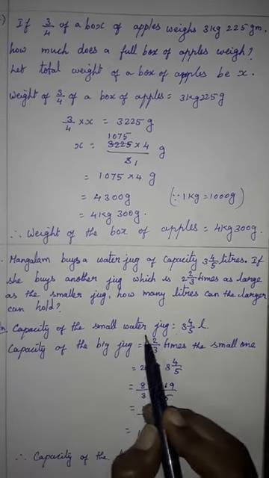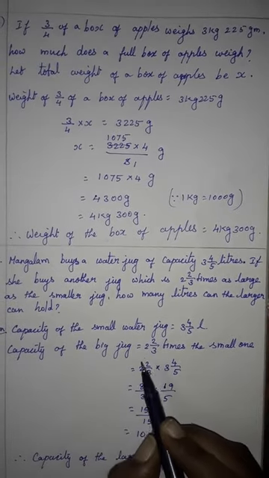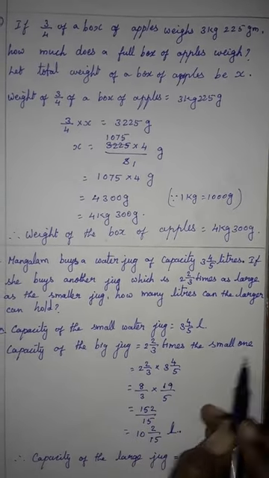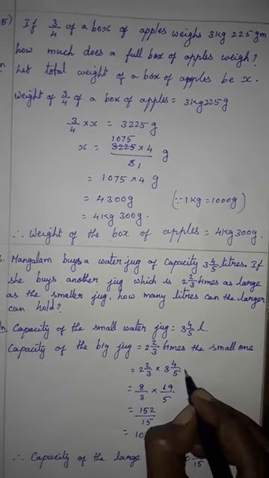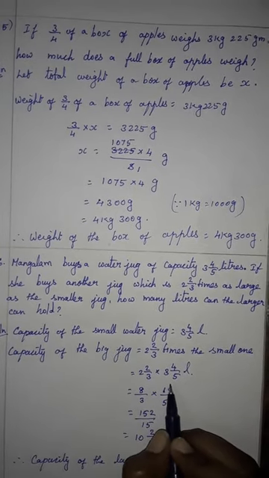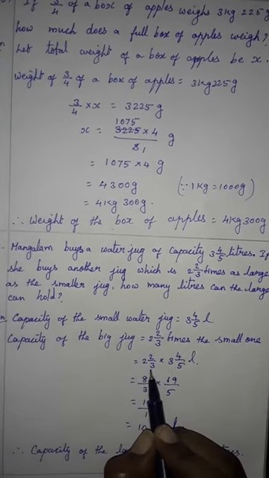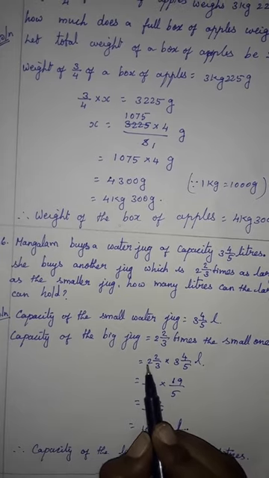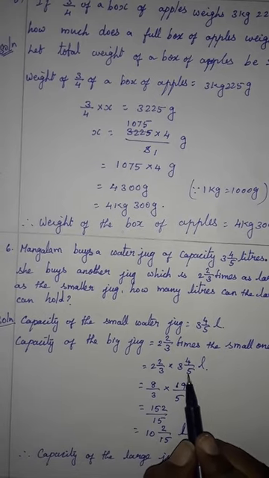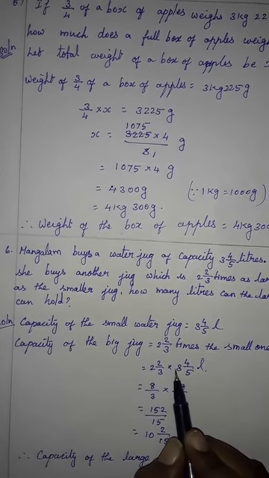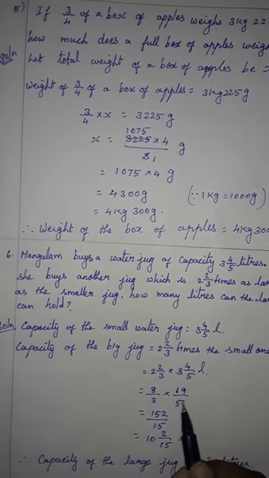That is, the capacity of the smaller jug equal to 4 by 5 liter. The capacity of the big jug equal to 2 by 3 times the small one. That is 2 by 3 into the smaller one which has 4 by 5 liters. Since it is in mixed fraction, you have to convert it into improper. For that, you have to multiply the whole number and denominator, and add the numerator. That is 3 2s are 6, 6 plus 2, 8 by 3 into, same way you multiply the denominator and the whole number. That is 3 5s are 15. Then you add the numerator 4. 15 plus 4, we get 19 by 5.